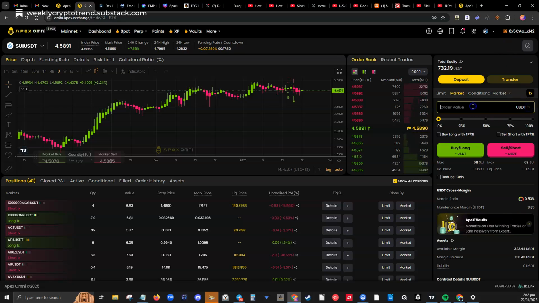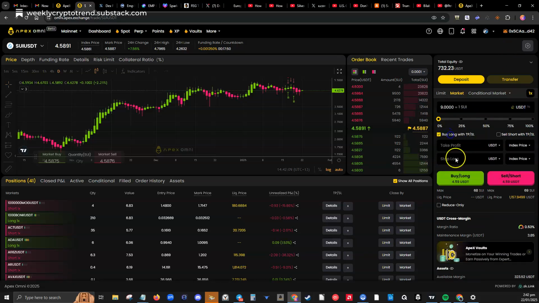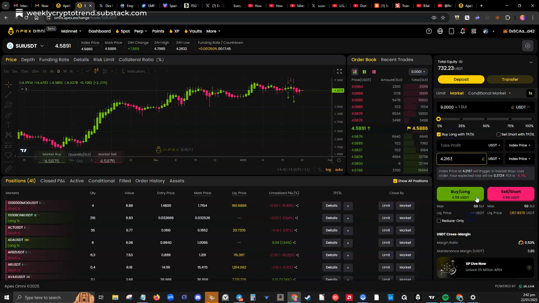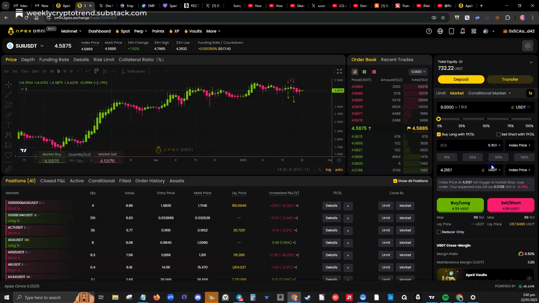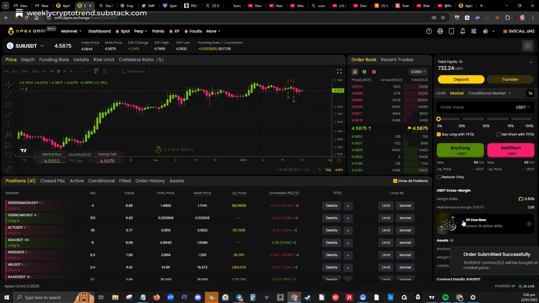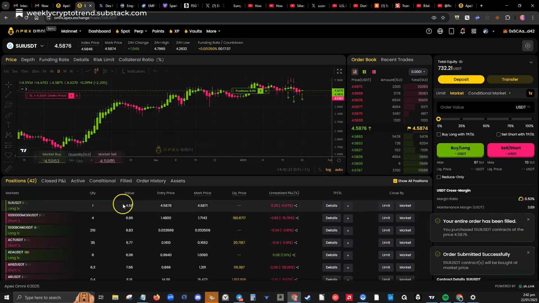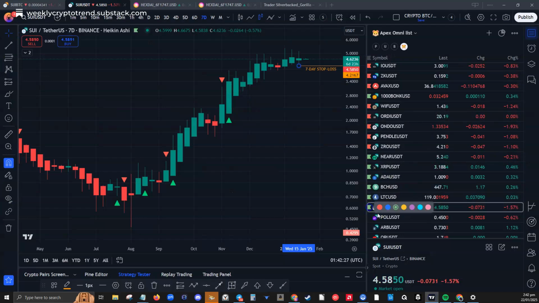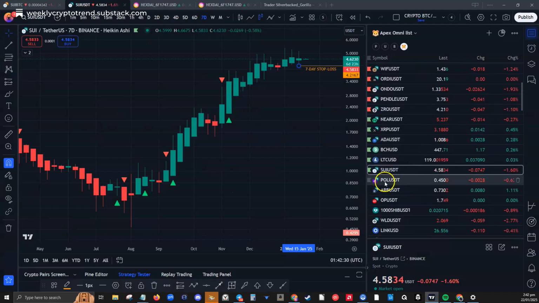Change this. We're going to long. Stop loss will be that. Alright, that. And we're going to go long. There you go. And so it was green.